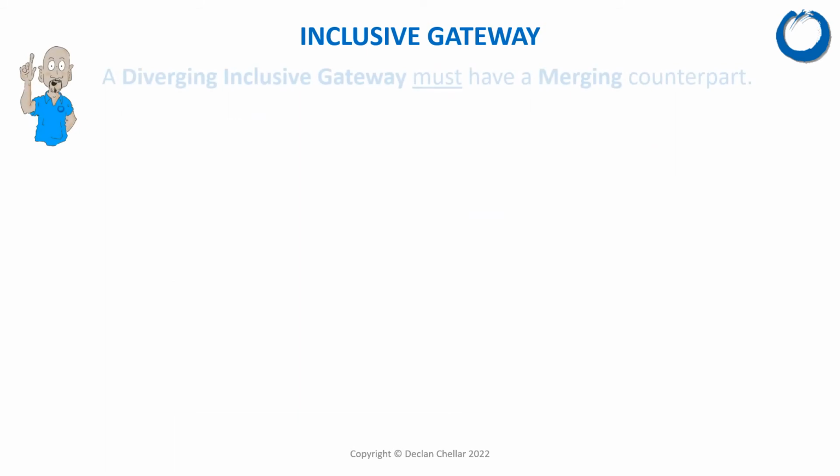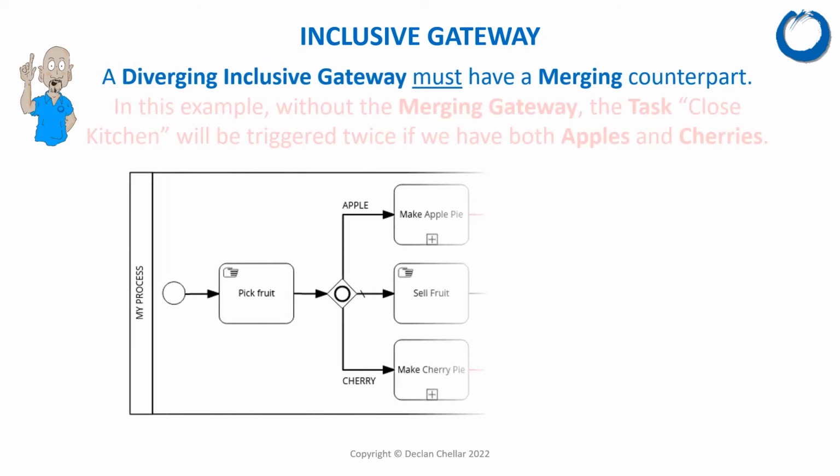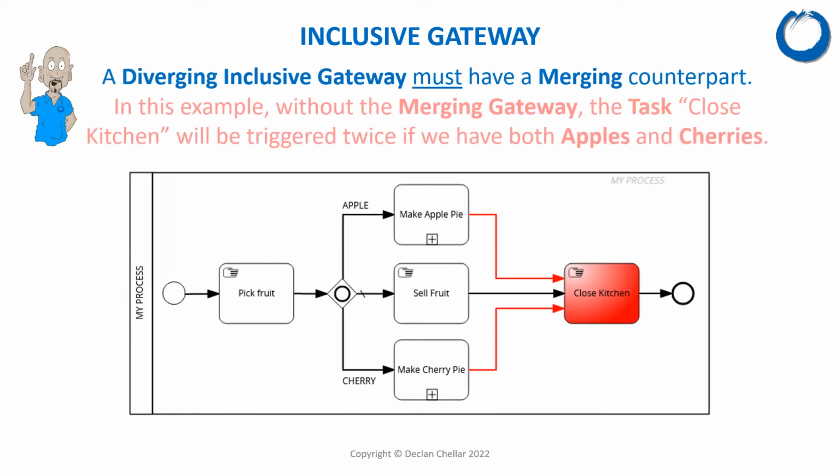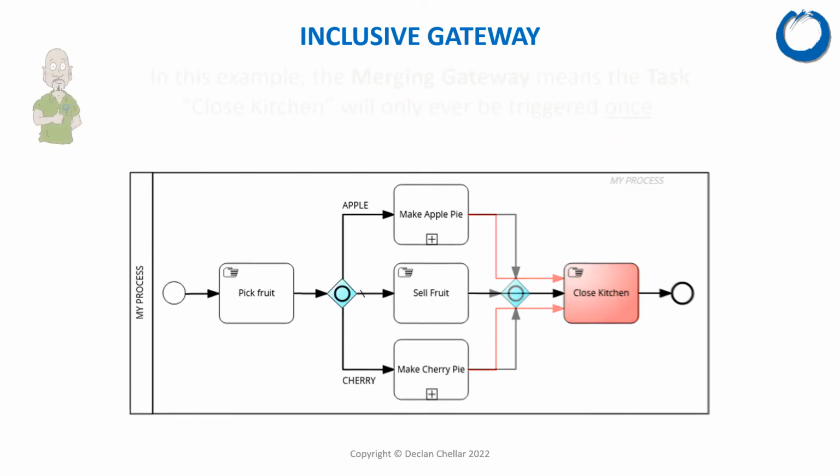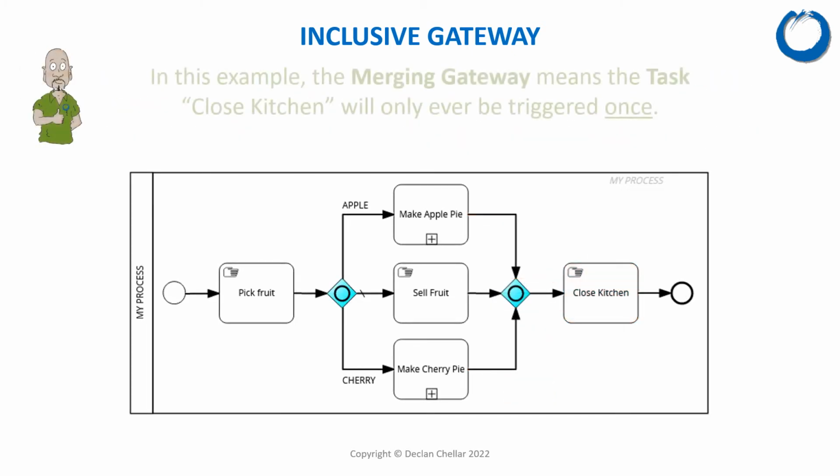A diverging inclusive gateway must have a merging counterpart. In this example, without the merging gateway, the task Close Kitchen will be triggered twice if we have both apples and cherries. In this example, the merging gateway means the task Close Kitchen will only ever be triggered once.